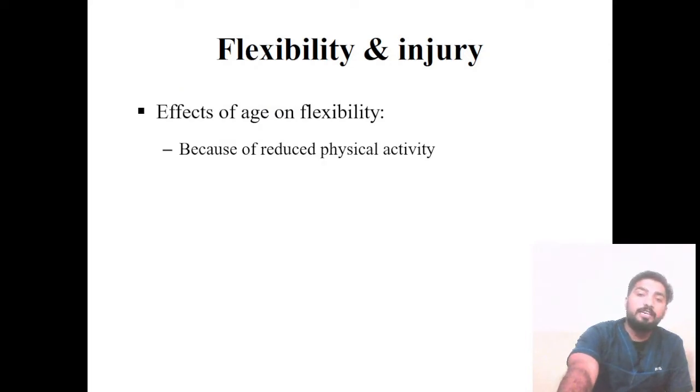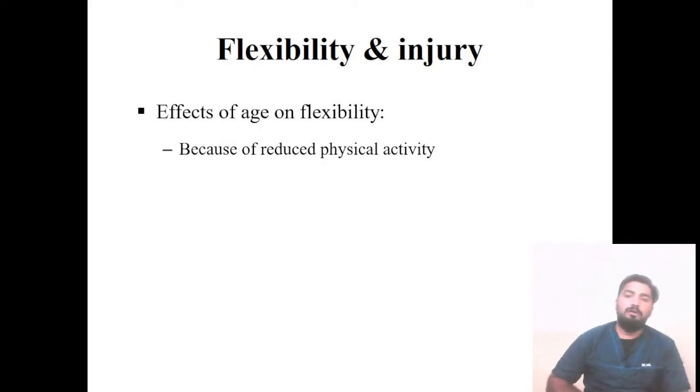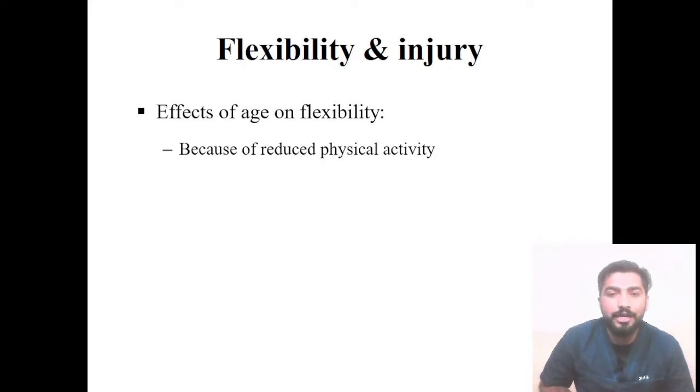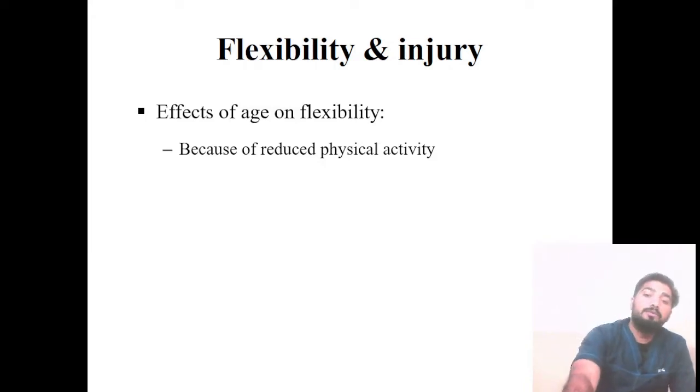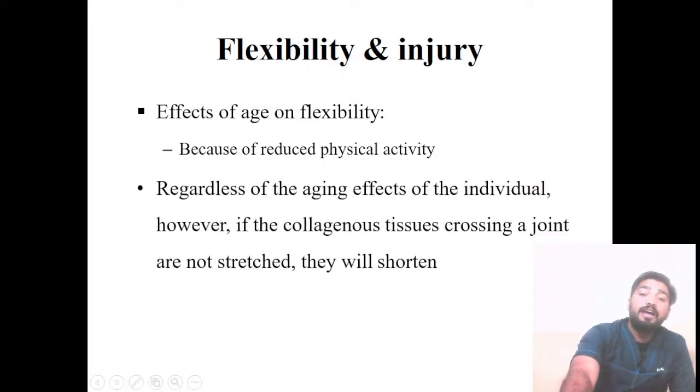Effects of age on the flexibility. Normally it is considered that over the growing age, the flexibility is decreased. The reason is, with the increase of age, there is a chance of low activity and low extreme range of motion. So if there is low activity and low stretches of the body, there are chances of decrease of the flexibility. So regardless of the aging effects of the individual, if the collagenous tissues crossing a joint are not stretched, they will shorten.